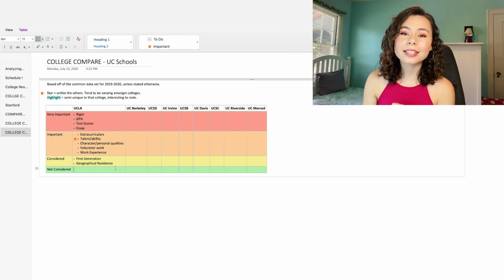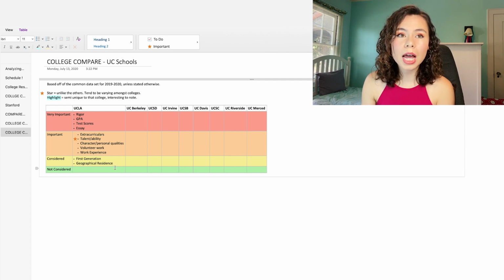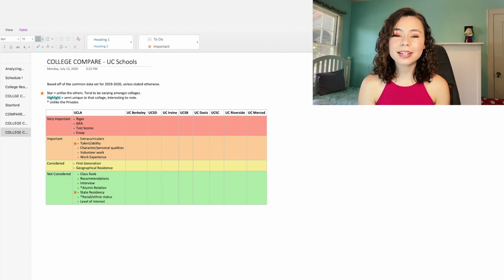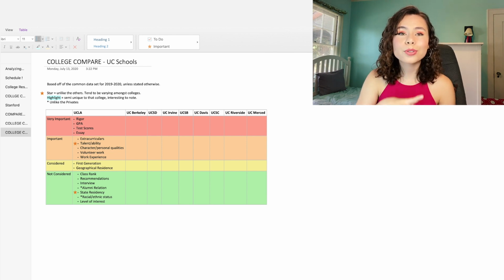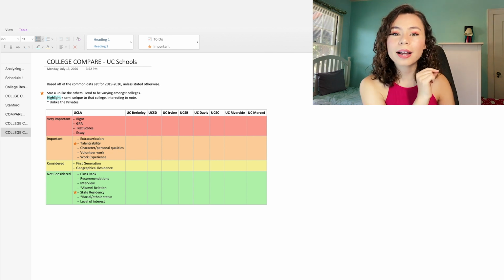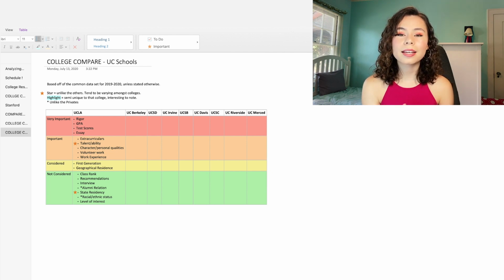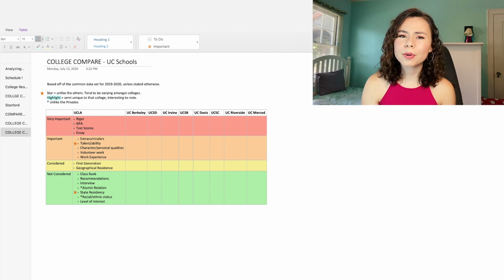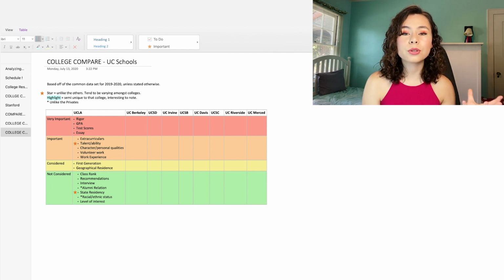The things that are not considered for UCLA are class rank, recommendations, the interview, alumni relation, state residency, your racial or ethnic status, and your level of interest. I forgot to note, so I'll note it right now. The things that I put the little black star next to means they're unlike the privates. So for this situation, the alumni status and your ethnicity are not taken into consideration, but pretty much for all the private schools and the Ivy League schools, those two things are taken into consideration. So I think that is really interesting to note, which is a main comparison from the privates to the UCs.